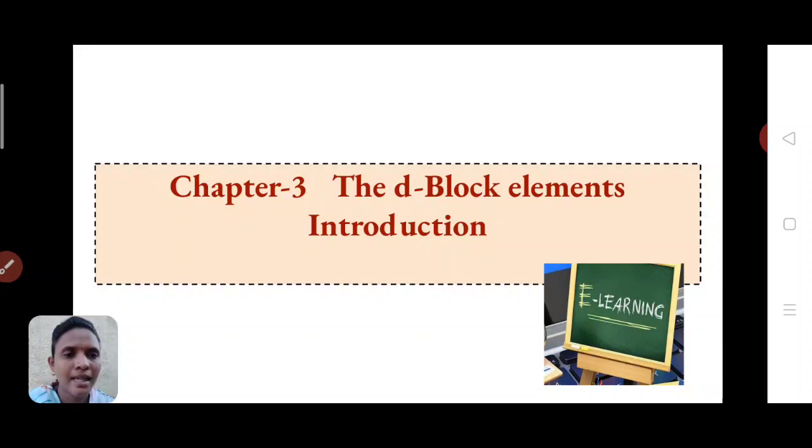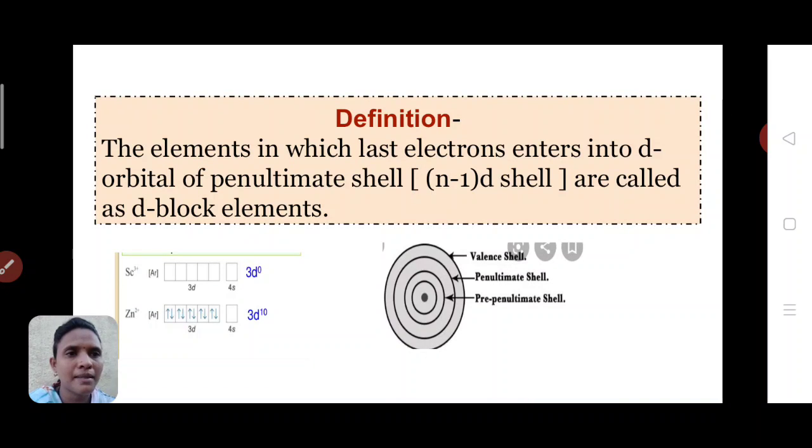Now, in this second online lecture, we will discuss chapter 3 of chemistry paper first, that is D block element. See the introduction of D block element. First, see the definition of D block element. The simple definition is: the elements in which the last electron enters into the d orbital of the penultimate shell are called D block elements. What is the penultimate shell?